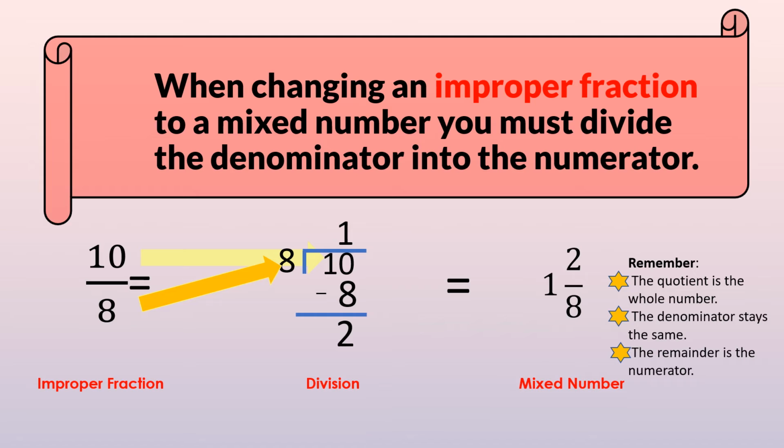The denominator stays the same. Our denominator is 8, so it stays 8. The remainder is the numerator. 2 is the remainder, so it becomes the new numerator. So our mixed number is 1 and 2/8.